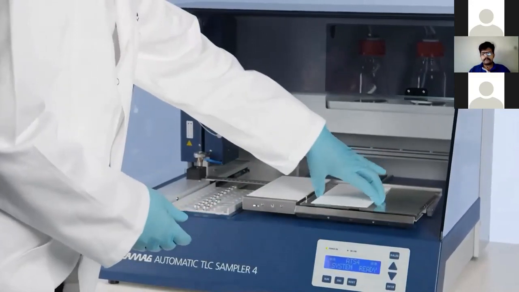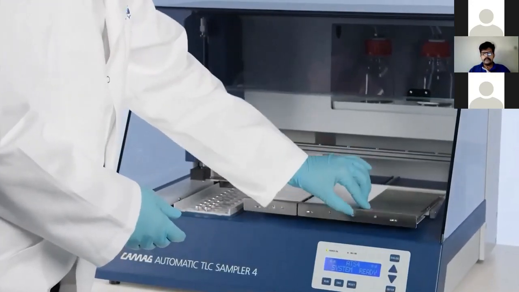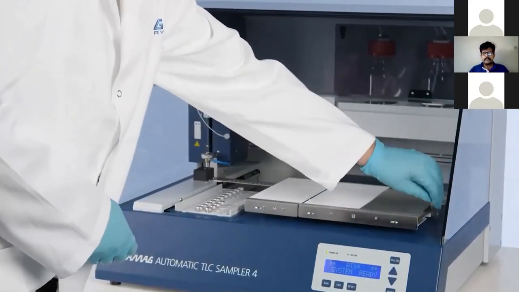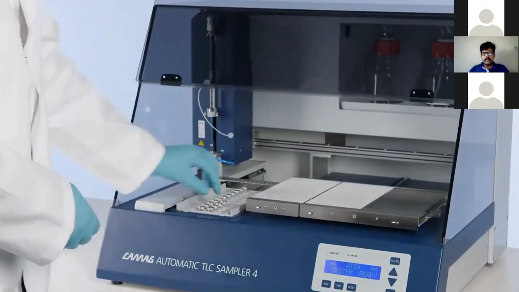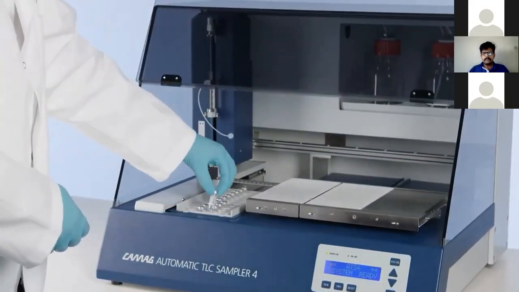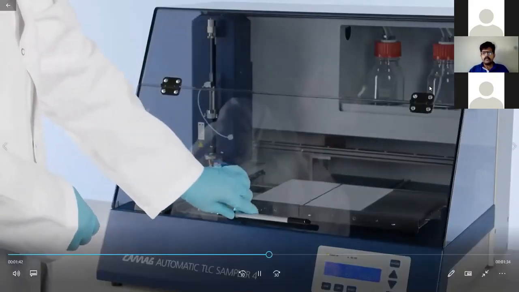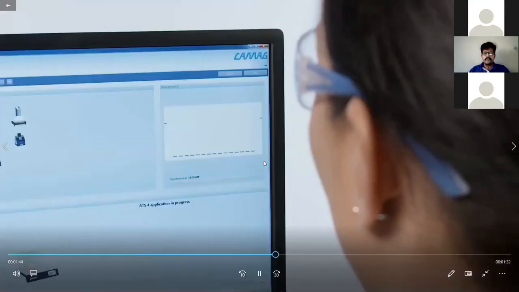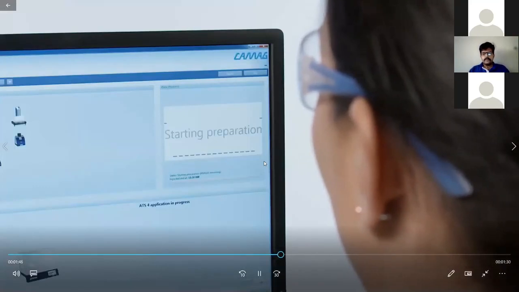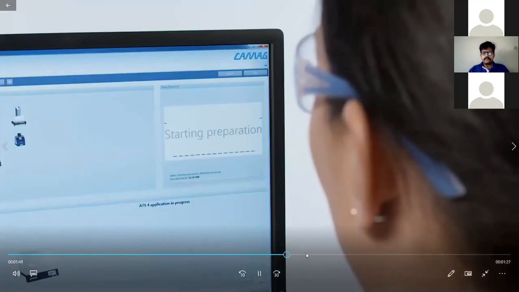Step by step. Position the HPTLC plate on the self-adjusting object support. And this is your sample. After having loaded the plate, you can start the sample application. The ATS4 has a wash bottle on the top, which rinses the syringe after each application. The software displays the current status of the sample application and the expected end time.